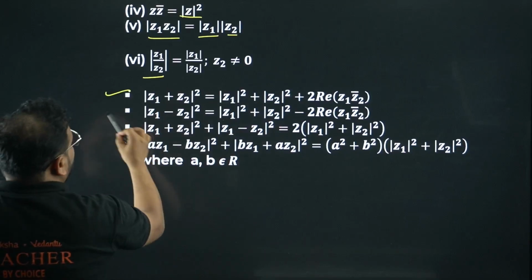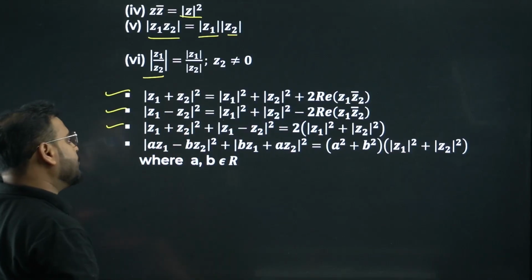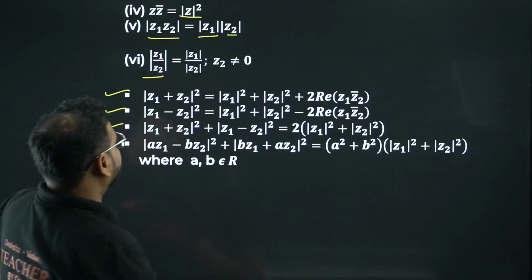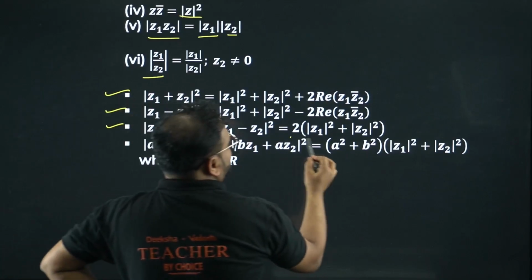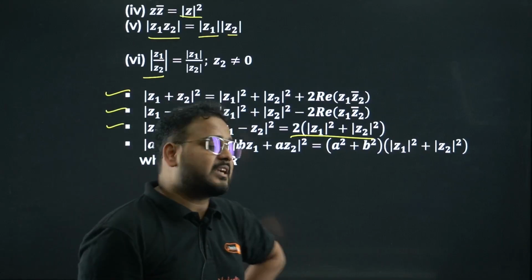Some more properties are there for the whole square of mod of Z1 plus Z2 and mod of Z1 minus Z2. Please check the result when you take the sum of these two. You get simply this condition: twice the mod of Z1 square plus mod of Z2 square.